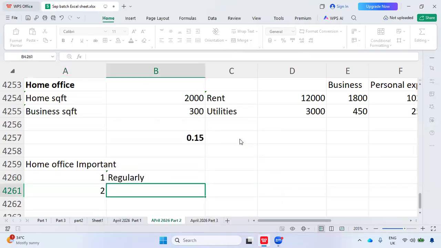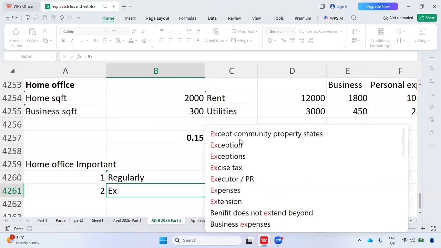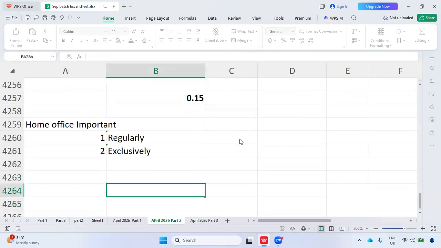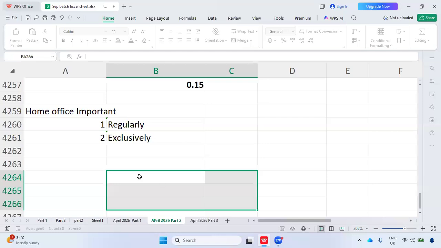The second one is exclusively. What is exclusively? Let's say total 2000 SQFT, right? For example, out of this, only this portion the taxpayer kept for business purpose. In this space, no one will use it for anything other than business. Let's say there are some guests. Can they use this portion for a guest room? No, they cannot use it for guest rooms.